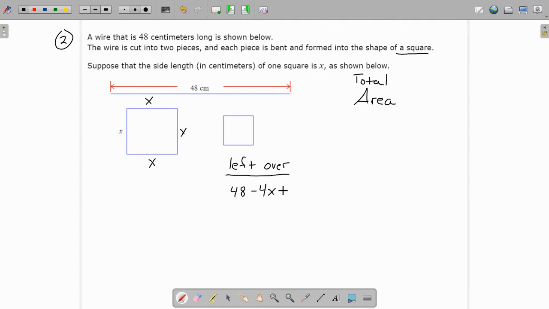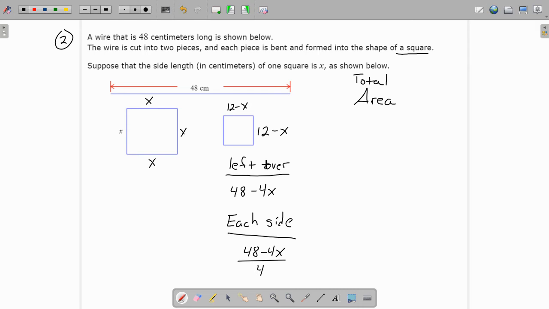Okay. But this is how I think about it. Each side, because we have 4 sides and this is what's left over, we're going to take 48 minus 4x and divide it by 4, which is 12 minus x. So each side here is 12 minus x.